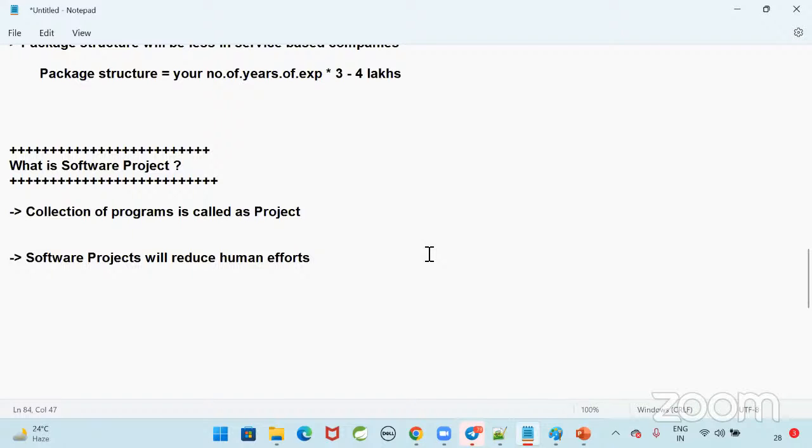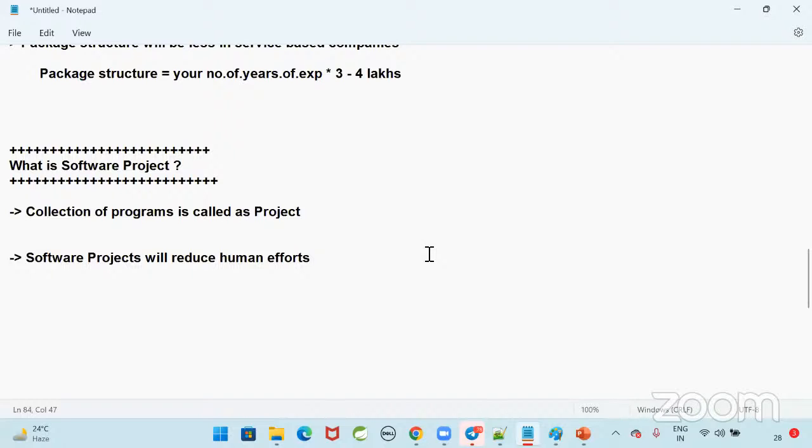Understand? Earlier, if you wanted to eat biryani, and your family wanted to eat biryani, you had to go to the hotel or restaurant, take the biryani packet, and bring it to your home. But now with Swiggy and Zomato, if you place the order, somebody delivers the food to your doorstep. So things are automated.